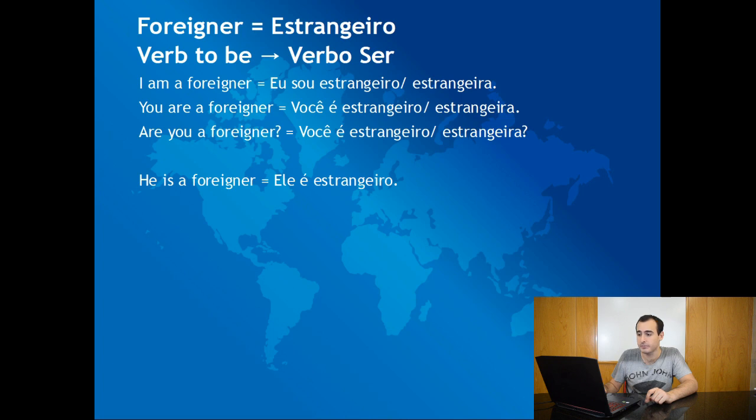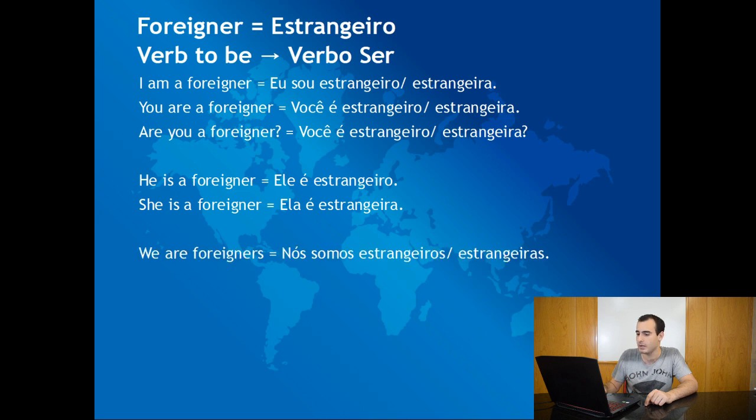He is a foreigner. Ele é estrangeiro. She is a foreigner. Ela é estrangeira. We are foreigners. Nós somos estrangeiros. If you are part of the group you are talking about, okay? If you are part of a group which includes only men or both men and women, you can say nós somos estrangeiros. But if you are part of a group which includes only women, you say nós somos estrangeiras.